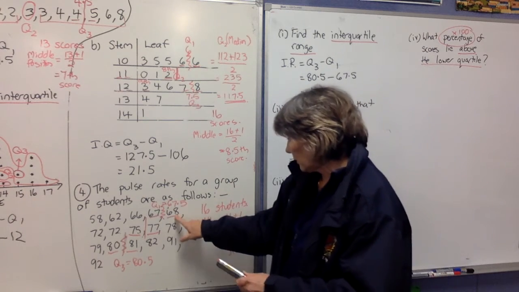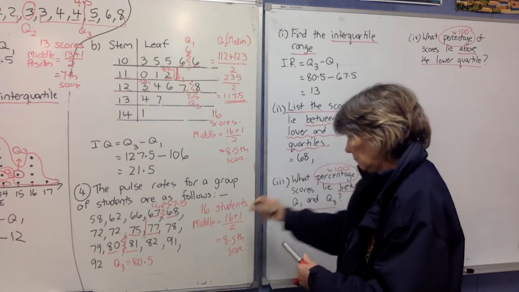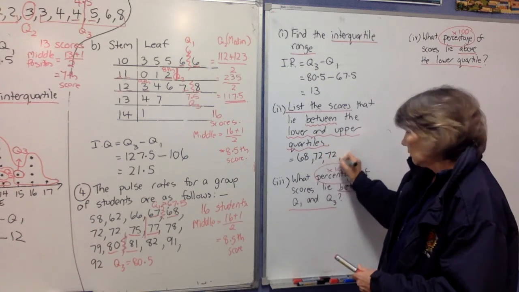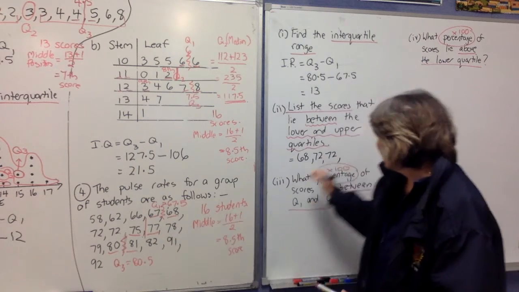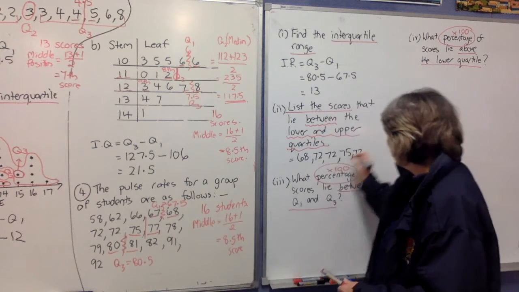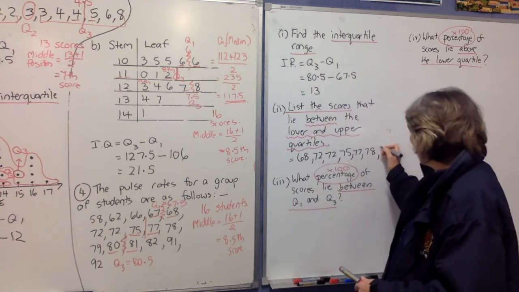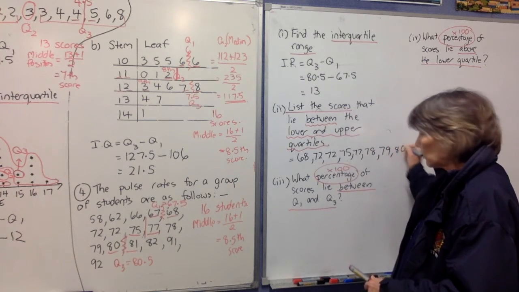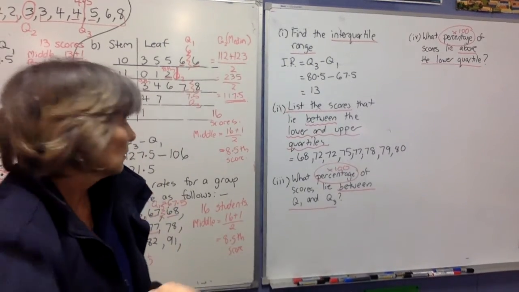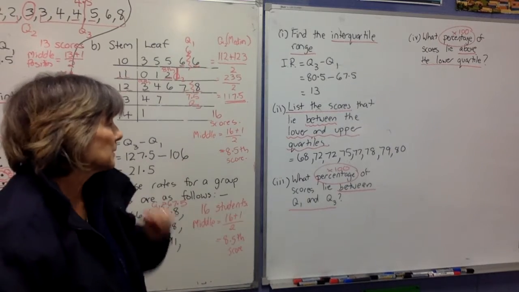So let's go. 68, 72, 72, 75, 77, 78, 79, 80, and then we're not going any further because we've hit Q3. Okay, so we are between Q1 and Q3 with those scores. They are the scores that are between them.